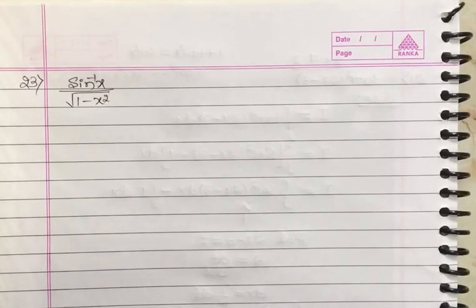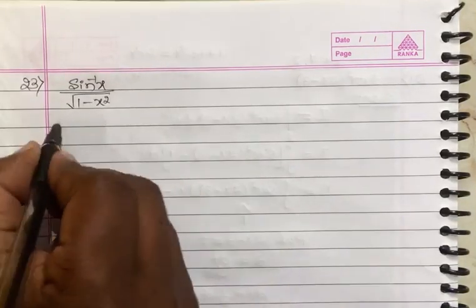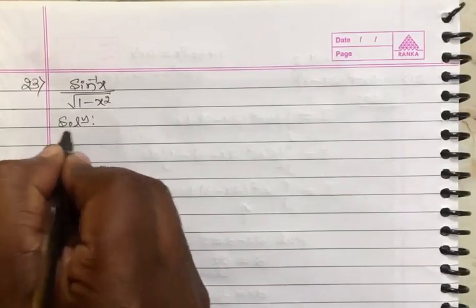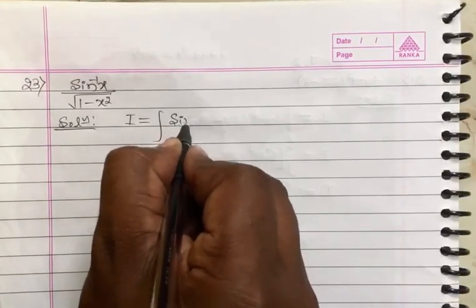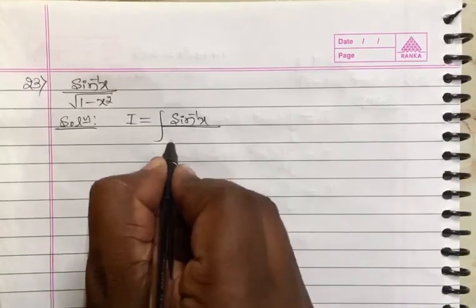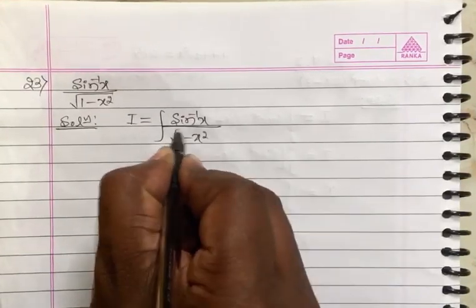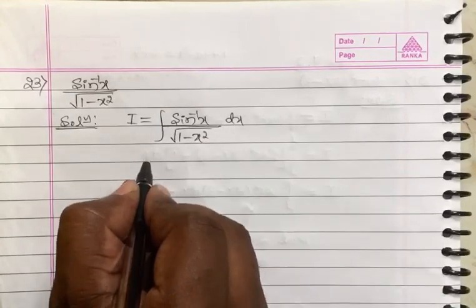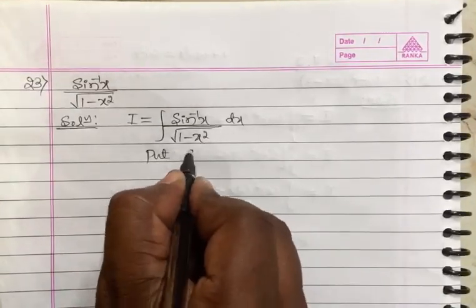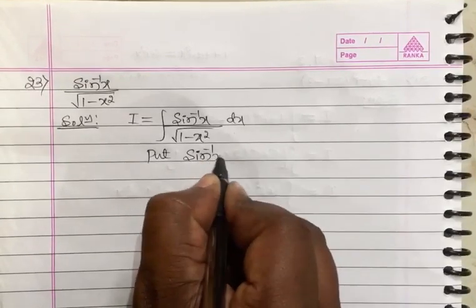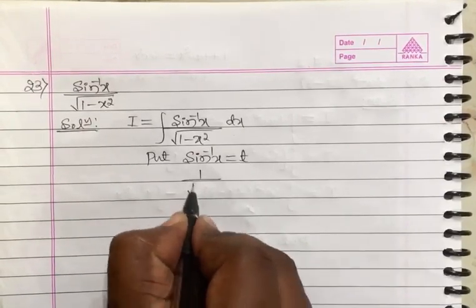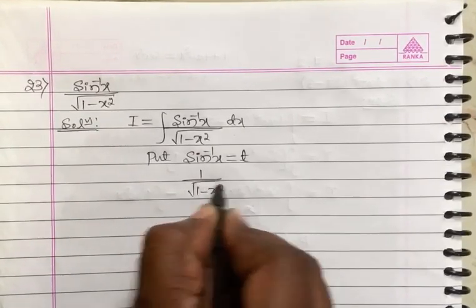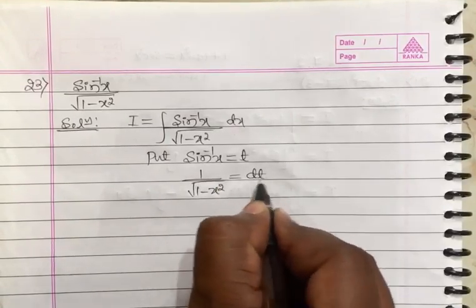Well, the next question is sin inverse x divided by under root 1 minus x square. Consider this as I, which is equal to integral sin inverse x divided by under root 1 minus x square dx. So here I take the numerator as t. Put sin inverse x equal to t, then differentiate both the sides now. What is the derivative of sin inverse x? 1 divided by under root 1 minus x square, which is equal to dt by dx.